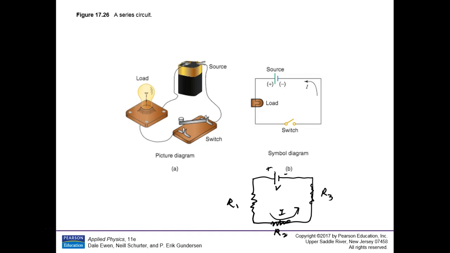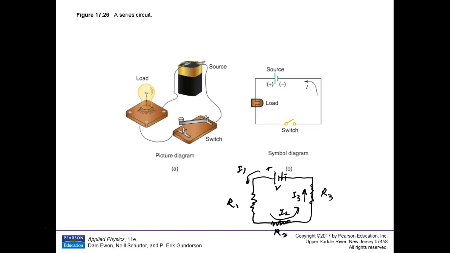In order to make it look like theirs, I'm going to draw another cell of the battery here. I can't get it to draw. There it goes. Okay. Just so it'll look like theirs. And the current goes through all three resistors, 1, 2, and 3. Now, they show this is I1 going through resistor 1. This is I2 going through resistor 2. And here is I3 going through resistor 3.